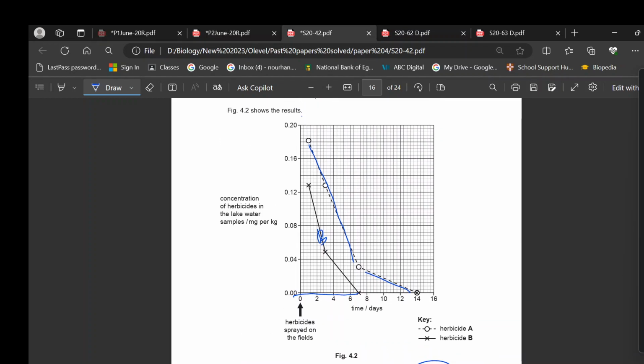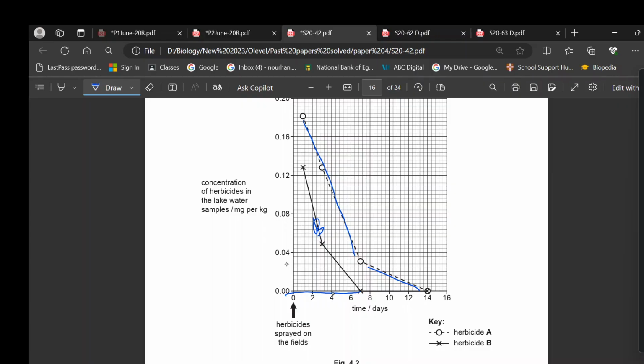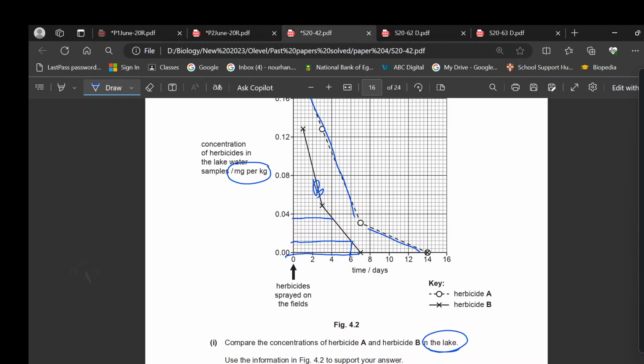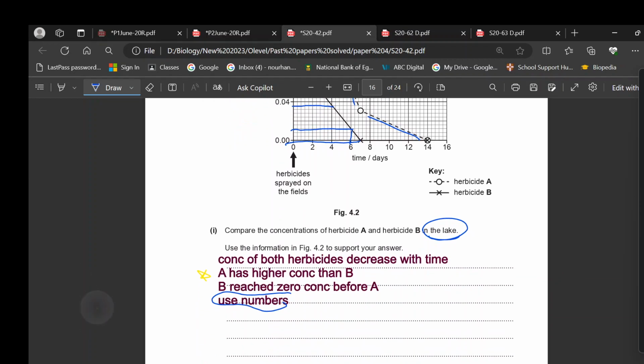You can also use numbers from your graph. How do I use numbers? For example, I will say that at 4 days, the concentration of B was something. I will read here from the graph. Just divide the difference to know the value of each box. While at day 6, it was this number. Of course, use the unit when you use the number in order to get the mark.